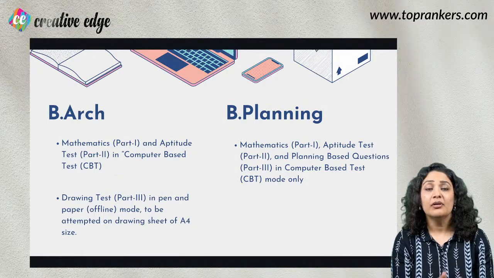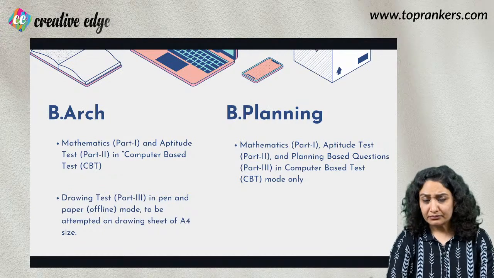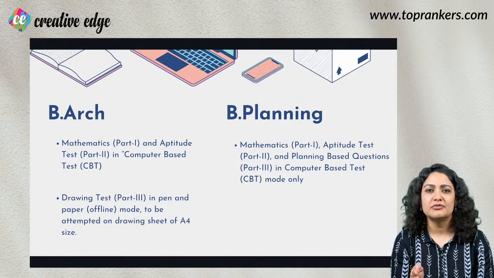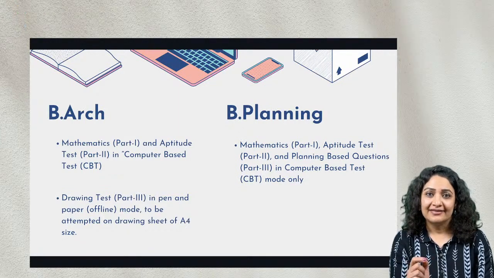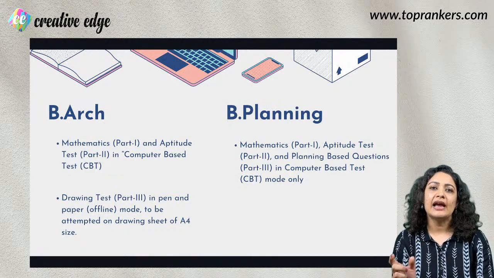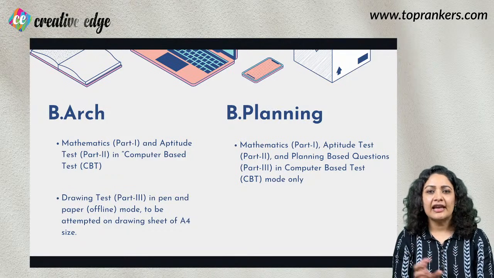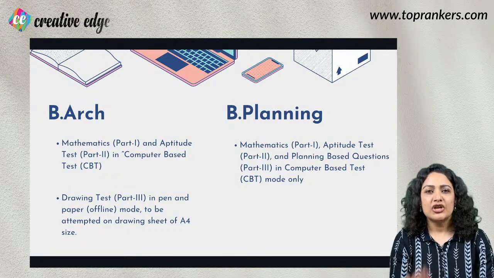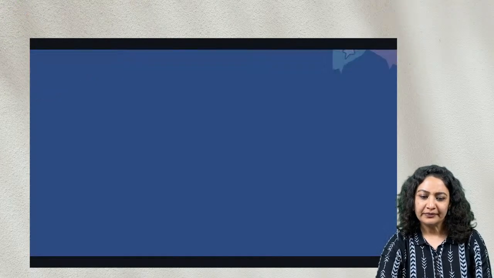The second paper, paper 2B, is for B.Planning. It also has 3 subjects in it: maths, aptitude and planning. Here we need to understand, यहाँ drawing की जगह पे planning इंट्रोड्यूस किया गया है. इसमें क्या चेंजेस आते हैं, number of questions, I'll be sharing those details with you further. So let's move ahead.